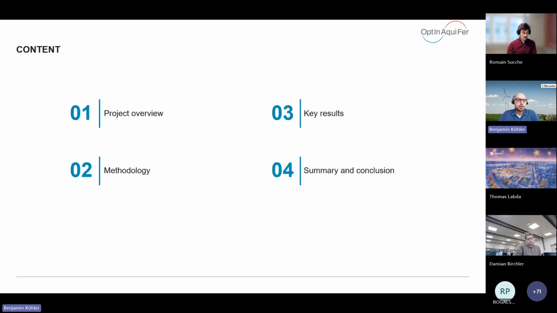Short overview, what will I talk about? First of all, I will give you a short overview of the overall project, the different topics we addressed, and then present the methodology for the assessment of the ATES potentials, present the key results, and give you some key findings from the research we've done in the last about 3 years.